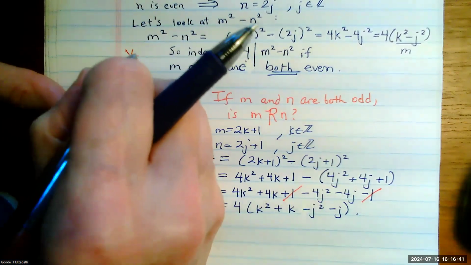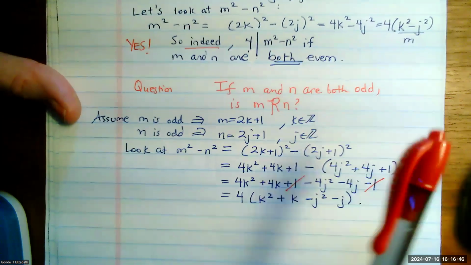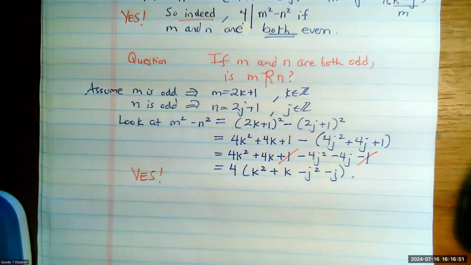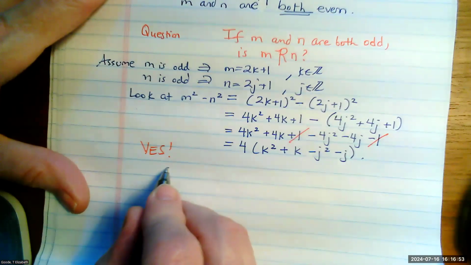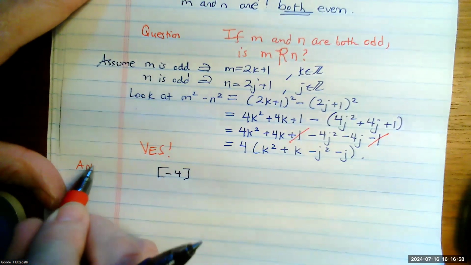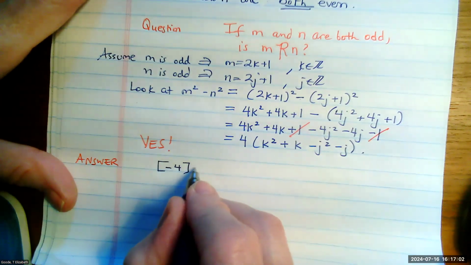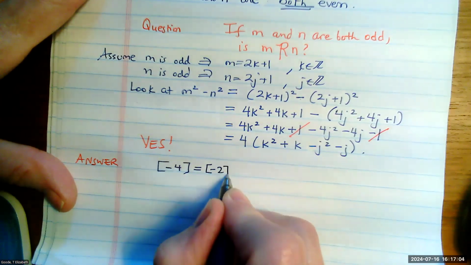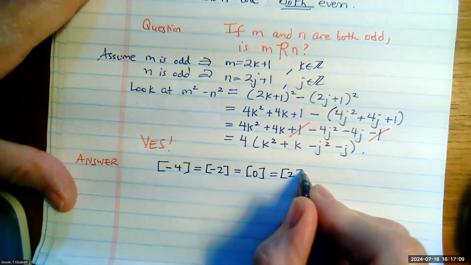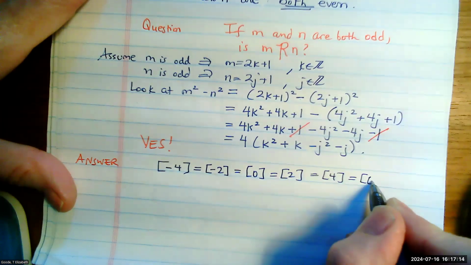So yes was the answer, resounding. Indeed, the equivalence class of -4 is going to be the same as the equivalence class of -2. These are all the same equivalence class. It's the same because they're in the same equivalence class. Their equivalence classes are the same. And so what is that equivalence class?